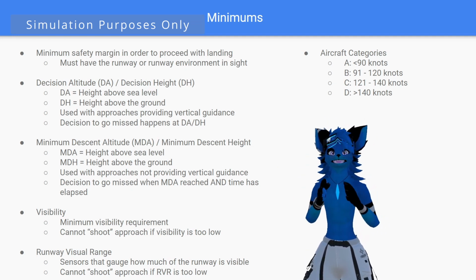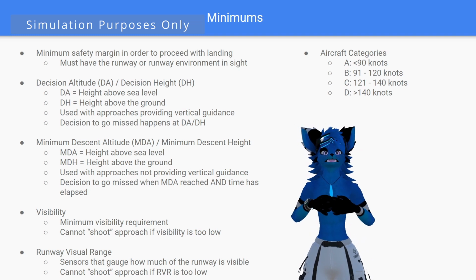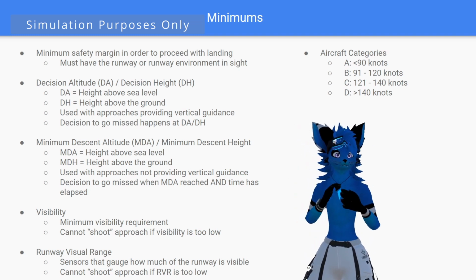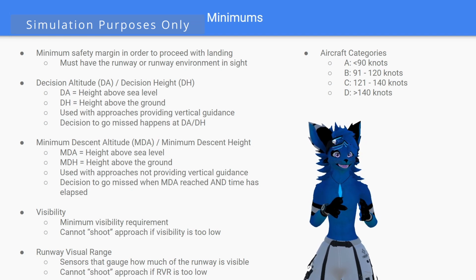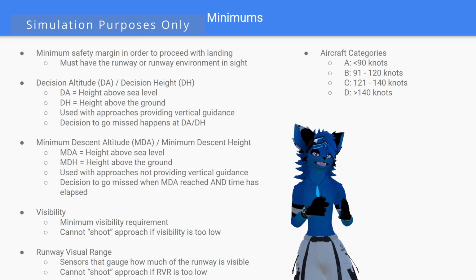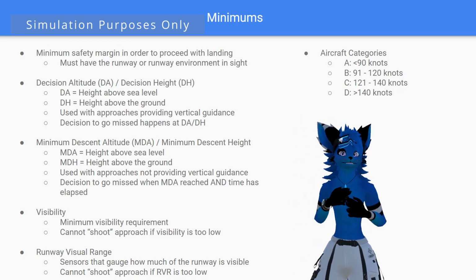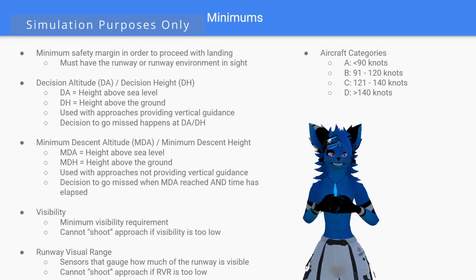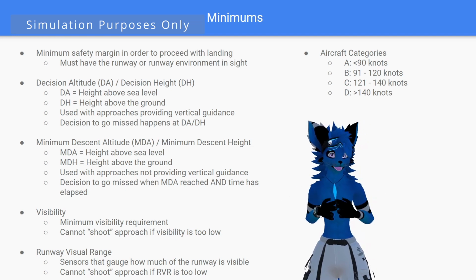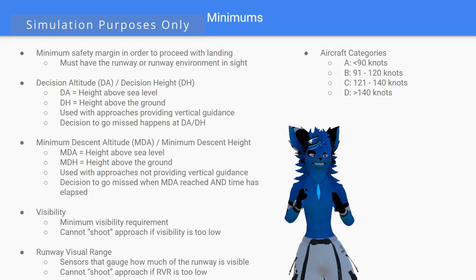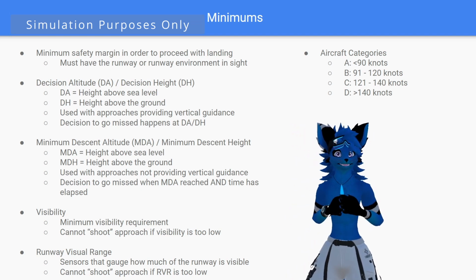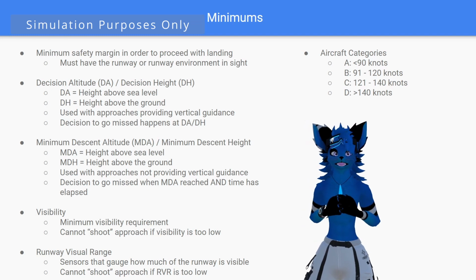Approaches will also have a certain visibility requirement in order for you to even shoot the approach, and that's going to be in your weather report. So if the reported visibility is less than the visibility requirement of that approach, you will not be permitted to fly that approach. The same thing applies with another set of criteria called the runway visual range. Runway visual range, or RVR, is measured by sensors that are along the side of the runway. If the runway visual range is reported lower than what the approach says it needs to be, you will not be permitted to fly that approach. You will need to wait for conditions to improve.